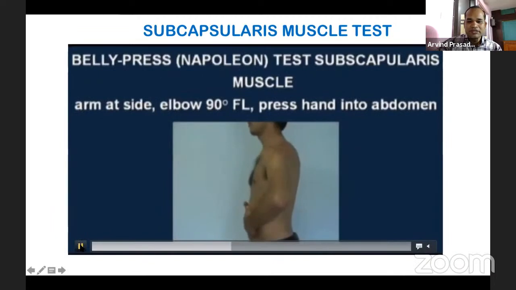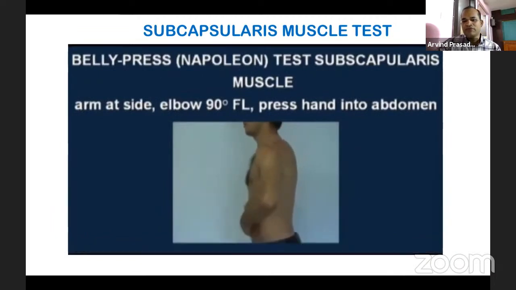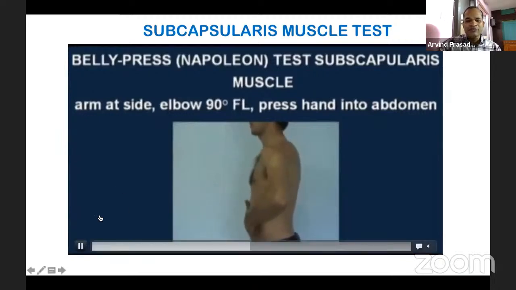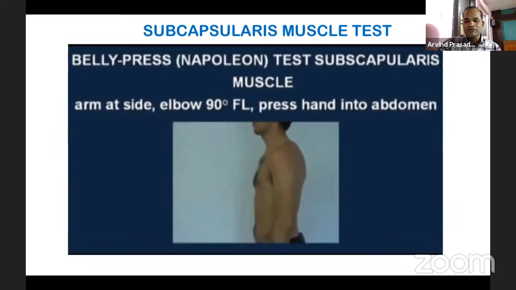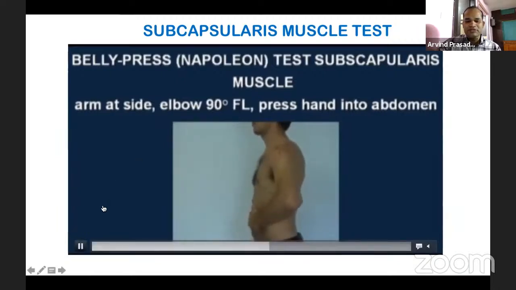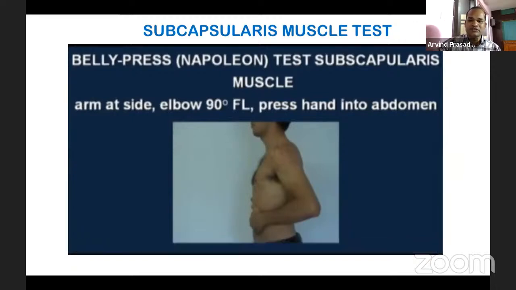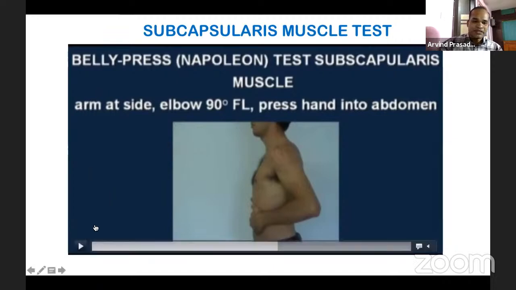This is not possible by internal rotation, and the elbow falls back, so the pressing is done at the level of the elbow only, not at the shoulder level. When there is pathology of the subscap, you see the elbow falling back. So this is not because of internal rotation of the humerus. The elbow is falling back, and that leads to pressing of the belly. When this is there, the test is positive. It means there is pathology with the subscap.